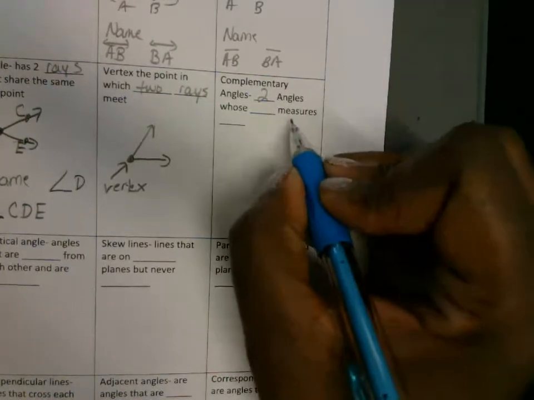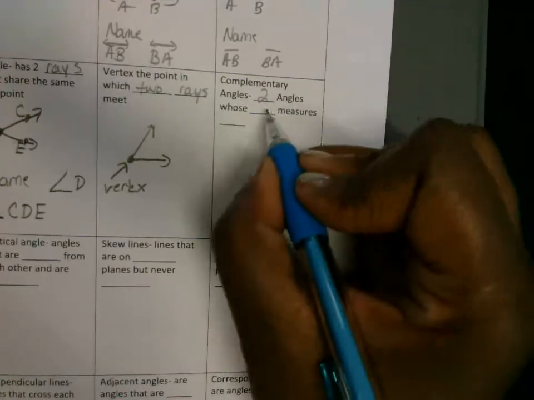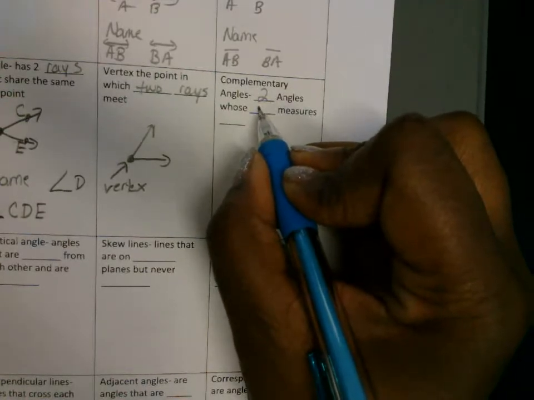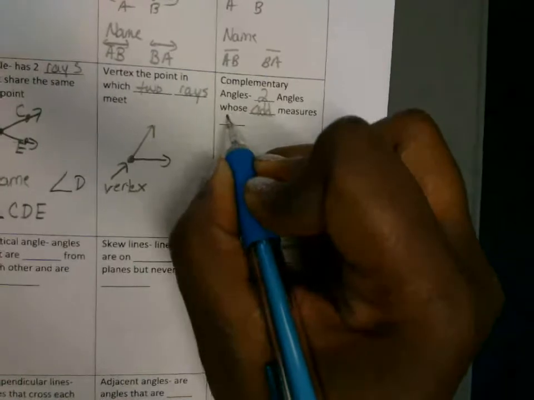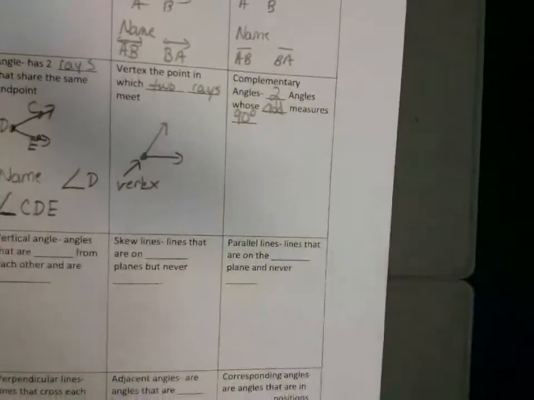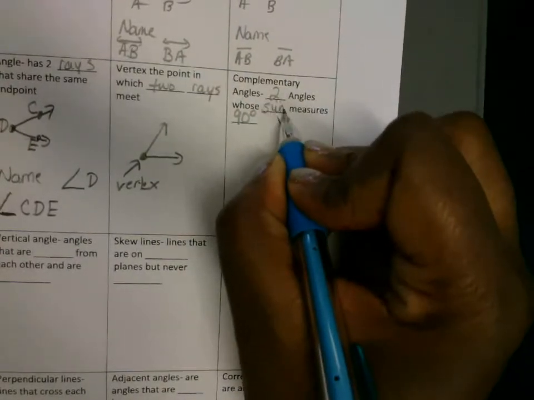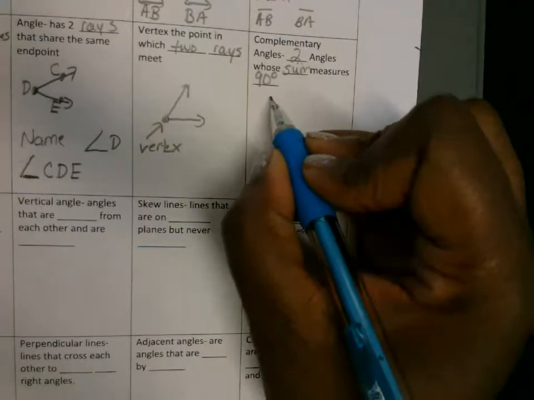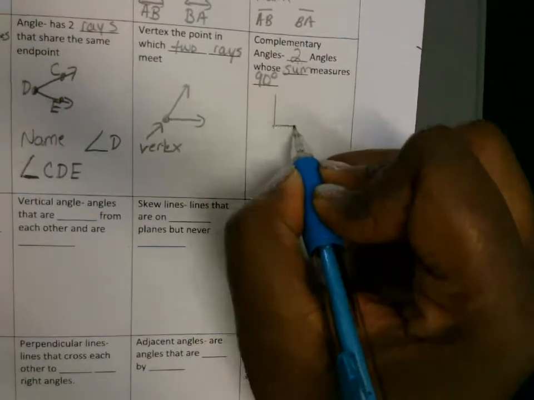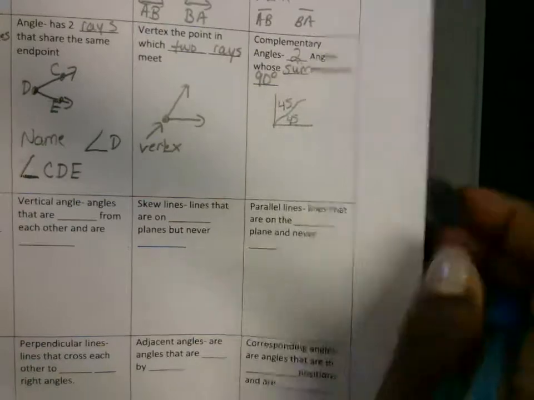Complementary angles are two angles whose measures add up to 90 degrees. Two angles whose sum is 90 degrees. So let's do two complementary angles. We have one angle, this is 45, this is 45. 45 plus 45 is 90.